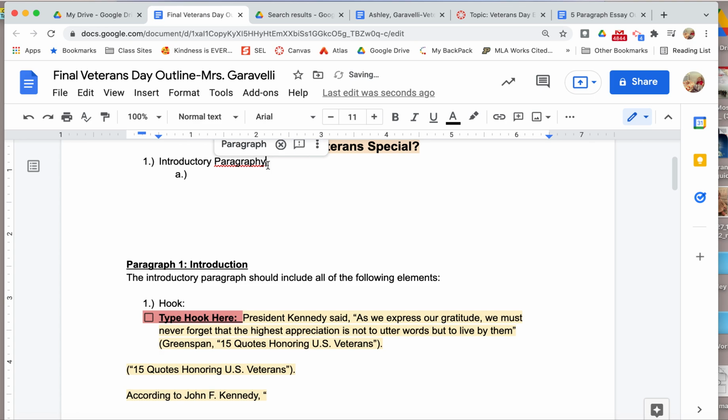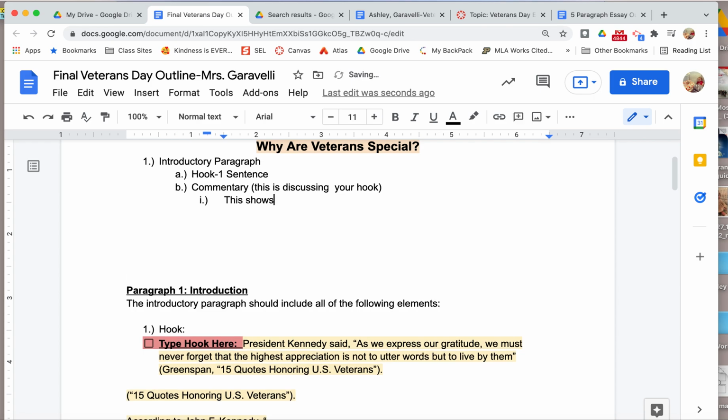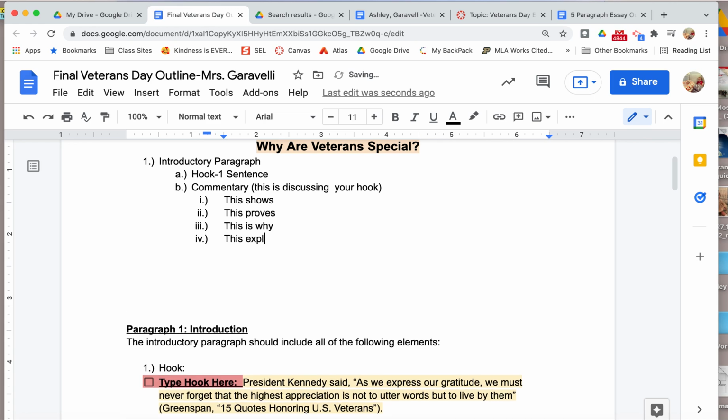Here are the things that you are going to have. You are going to have your hook, so that's going to be probably 1 sentence. You're going to have your commentary. Your commentary is discussing your hook. So remember, you're going to start out with things like this shows, or this proves, this is why, this explains. Those are sentence starters just to make sure that you are writing your commentary correctly, because you want to make sure that whatever you're putting right here is discussing what you put right here, okay?